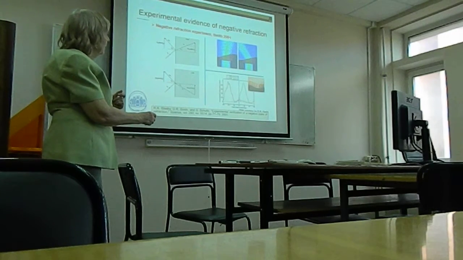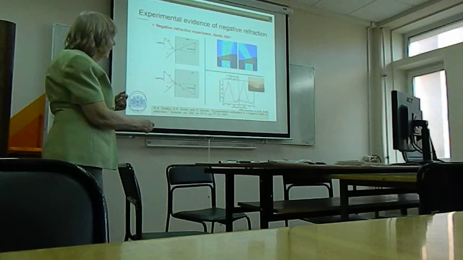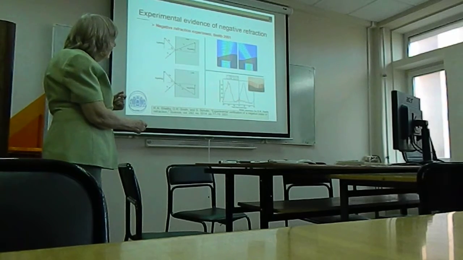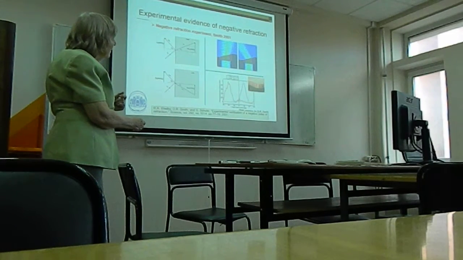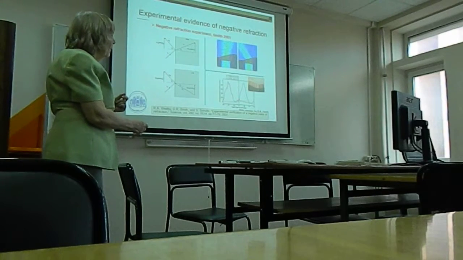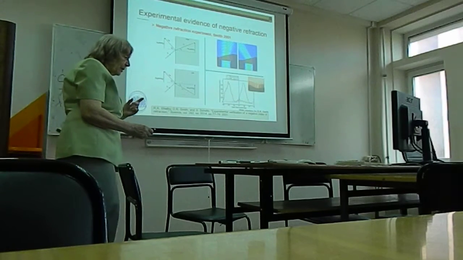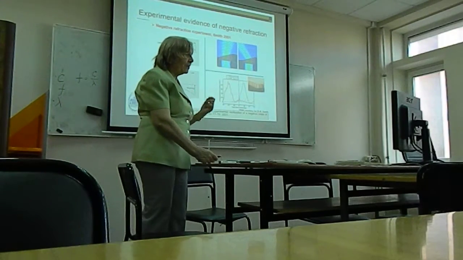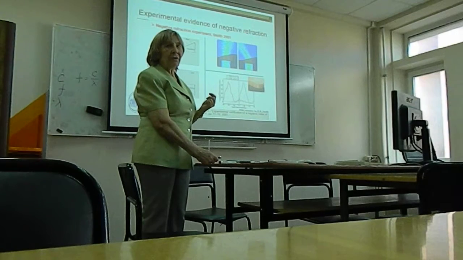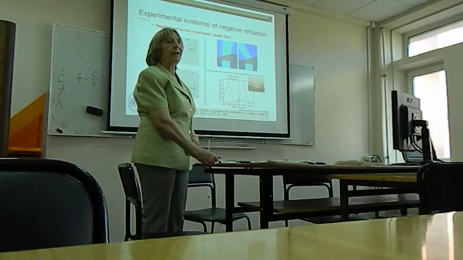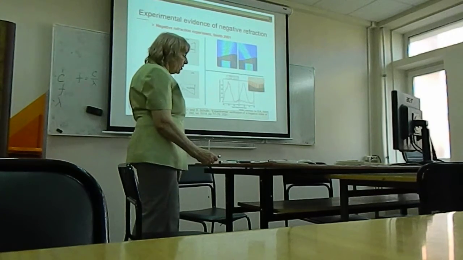If you have this incident angle, incident electromagnetic wave, then it goes inside this metamaterial, and this is the direction of the refracted electromagnetic wave for normal material, and this is for metamaterial. So the first property, the first characteristic feature, is negative refraction. If we use metamaterial, this artificial structure, then we can observe negative refraction.